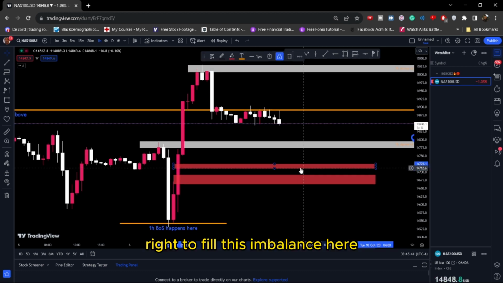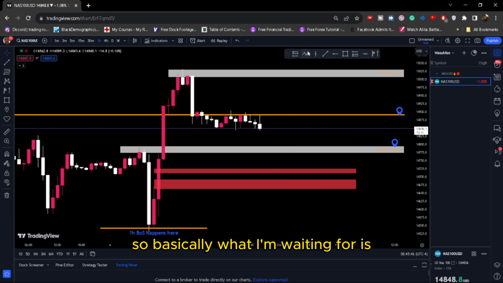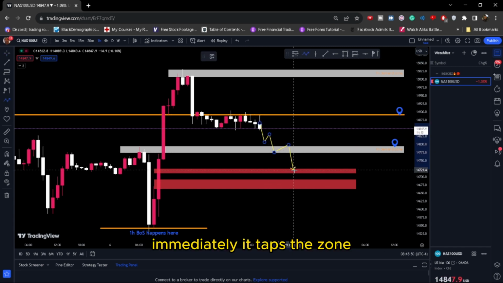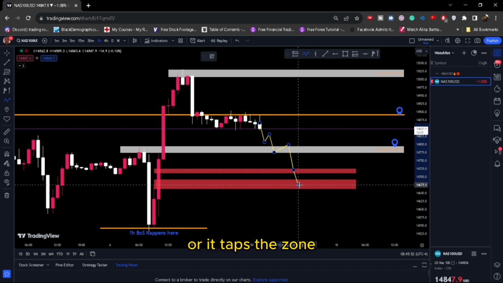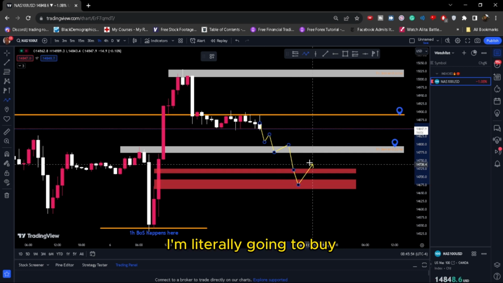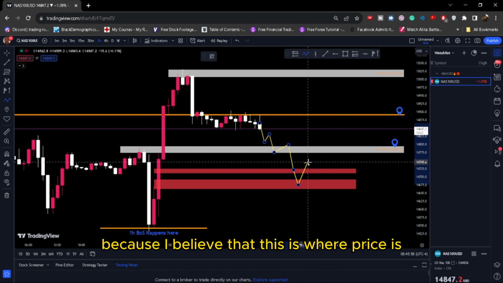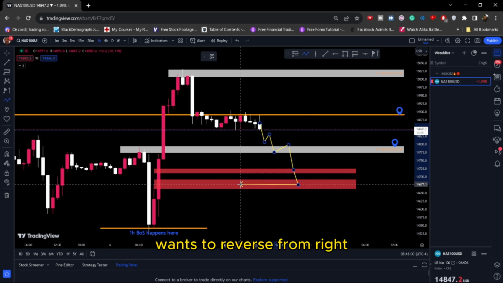Right, to fill this imbalance here. So basically what I'm waiting for is for price to either do this, immediately tap this zone, or tap this zone. I'm literally going to buy. I don't care. I'm not going to wait for any break of structure because I believe that this is where price wants to reverse from.